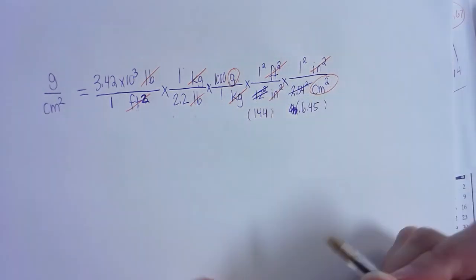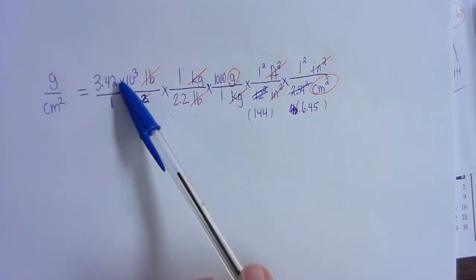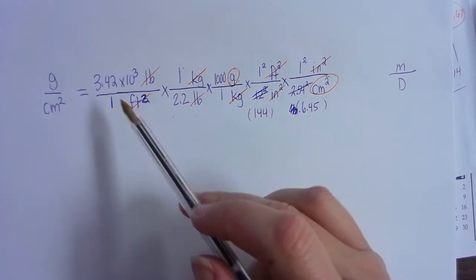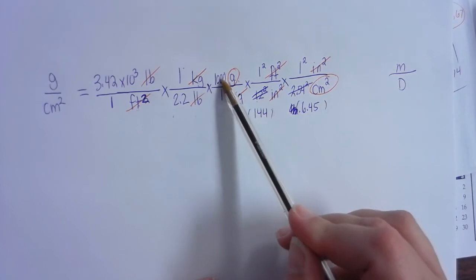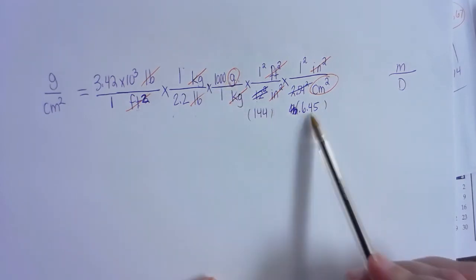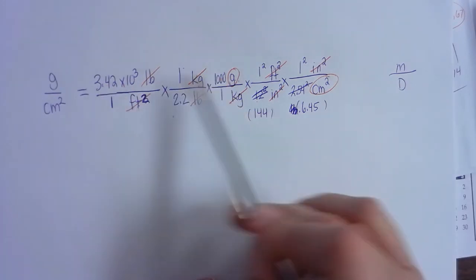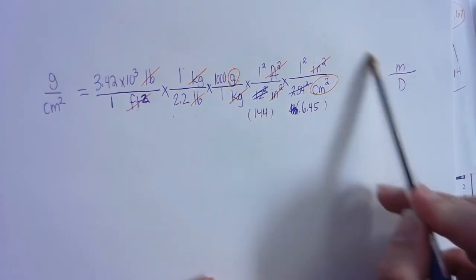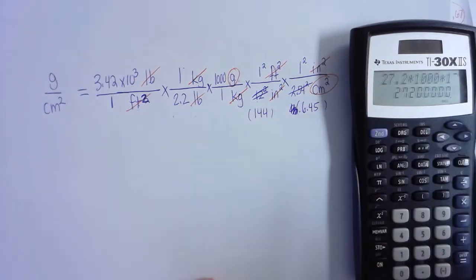Okay. So to do this problem, we're going to take our starting number, and remember, on the top you multiply and on the bottom you divide. If you're following like I would normally do, you're going to take this top number and you're going to divide by 2.2, multiply by 1,000, divide by 144, divide by 6.45, and you'll get your answer. You also could take the top numbers and multiply, and all the bottom numbers and multiply, and then simplify that. So I'm going to walk through it like I normally would on the calculator.